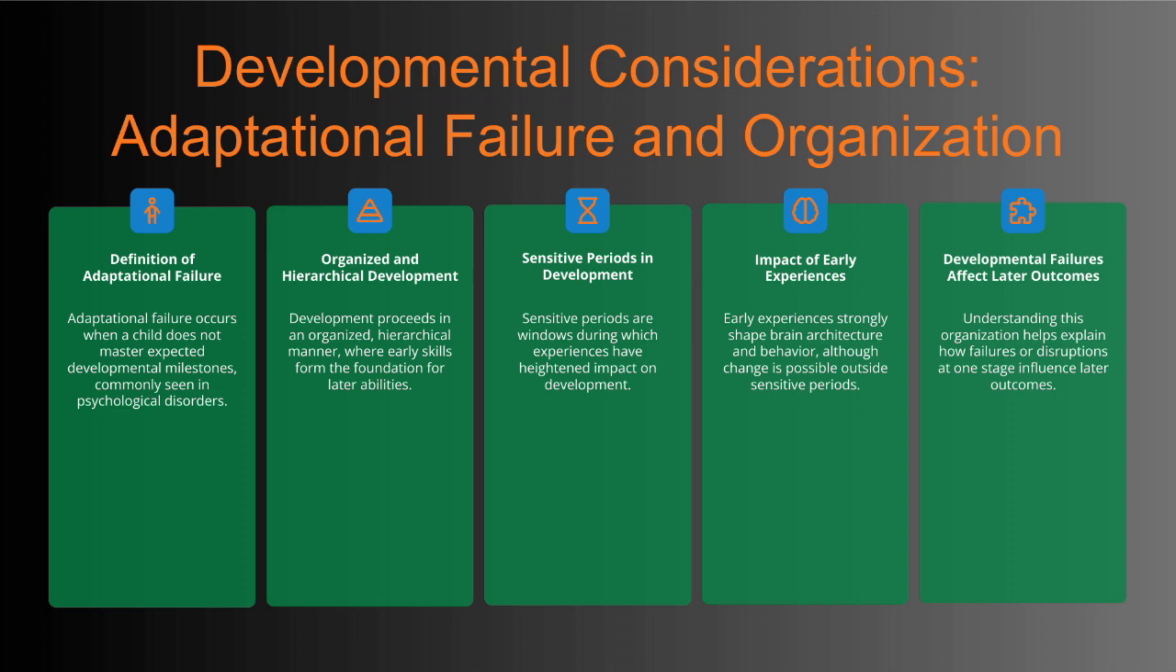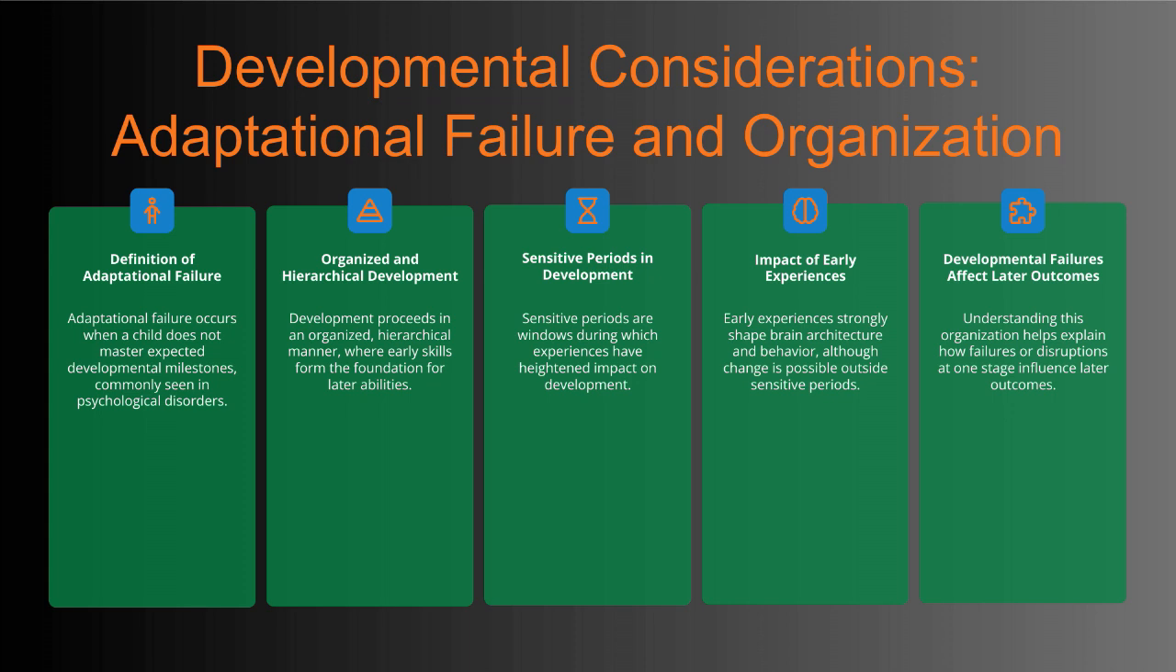There are sensitive periods during development, specific windows of time when experiences have a much stronger influence on shaping the brain and behavior. While early experiences critically shape brain architecture, it's important to remember that change can still occur outside these sensitive periods. By understanding this organized progression, we can better see how setbacks or disruptions at one stage can affect outcomes much later in life.